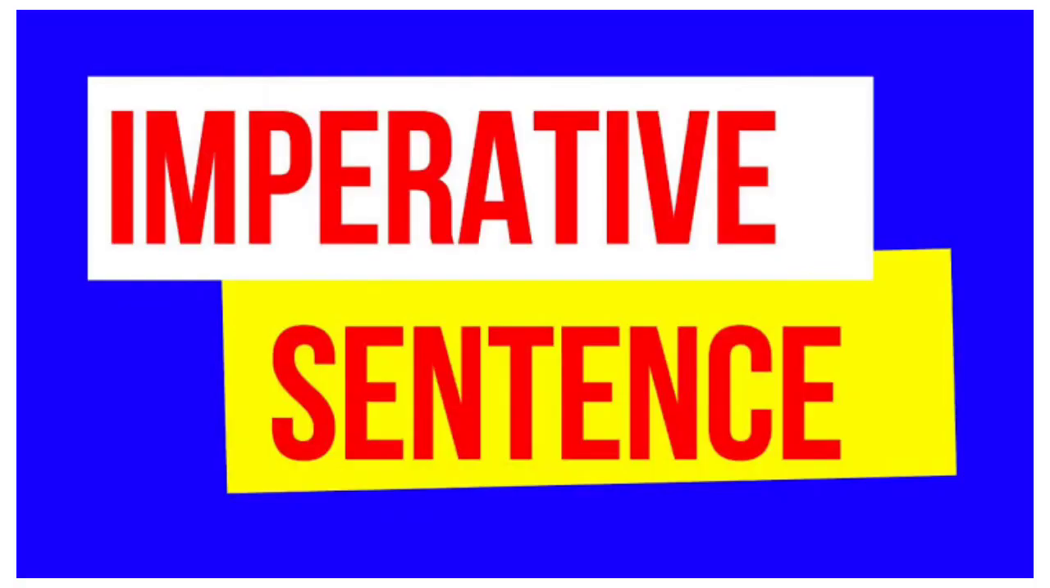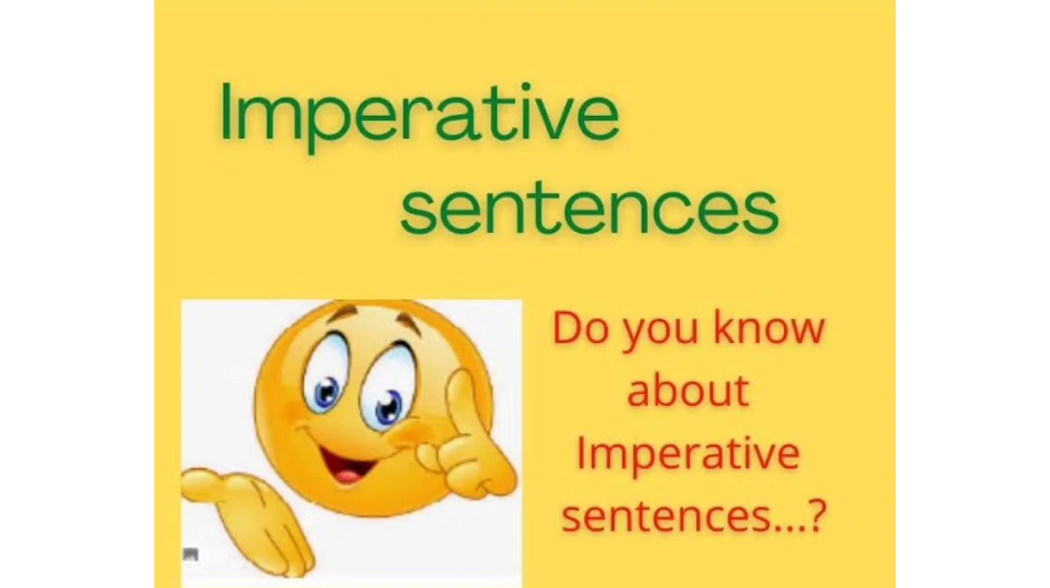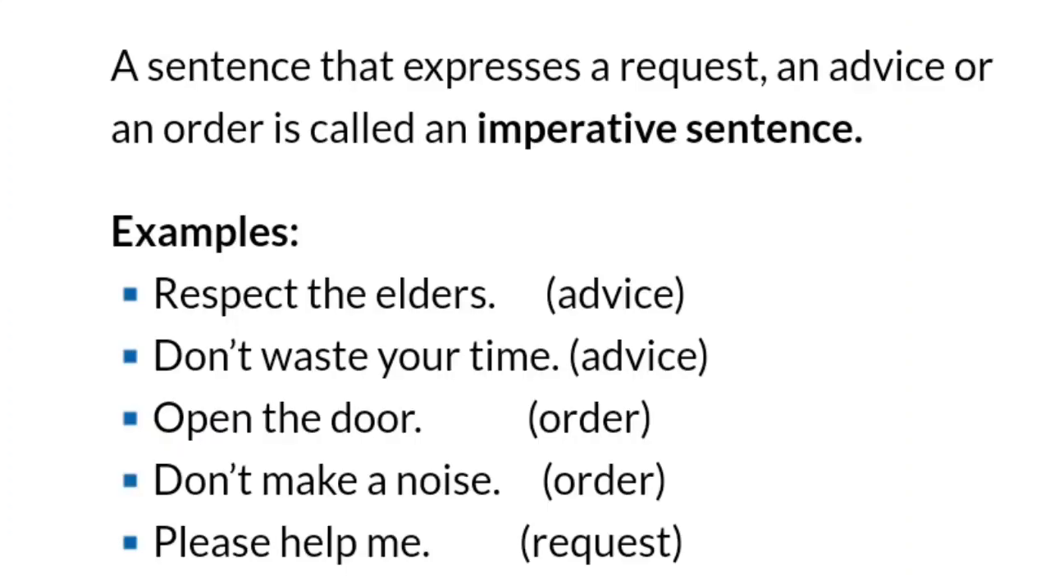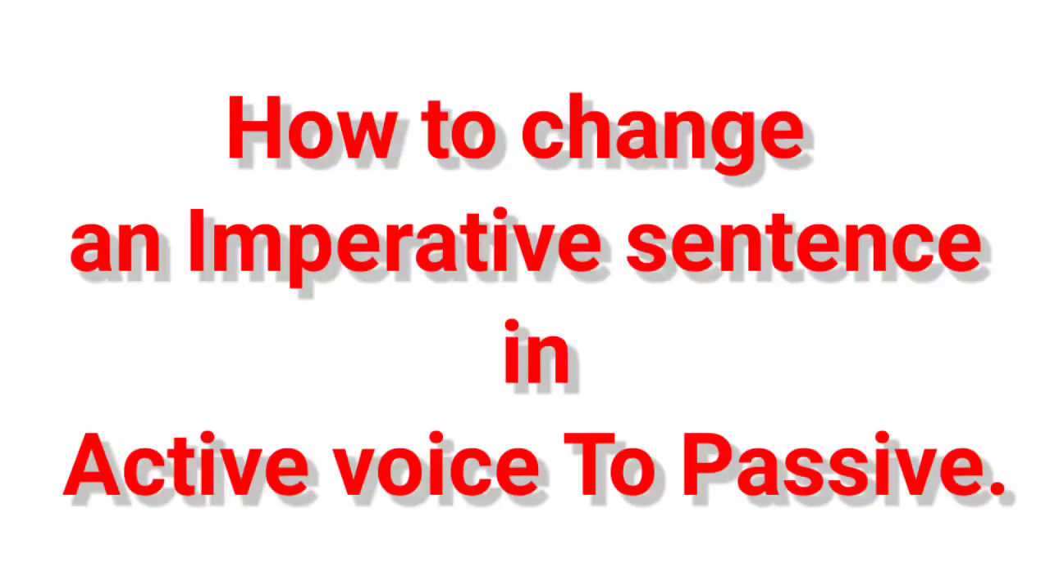Now an imperative sentence. What is an imperative sentence? A sentence that expresses a request, an advice, or an order is called an imperative sentence. For example, respect the elders. It is an advice. Don't waste your time. It is an advice. Open the door. It is order. Don't make a noise. It is order. Please come here. It is request. Now, how to change an imperative sentence in the active voice to passive voice?